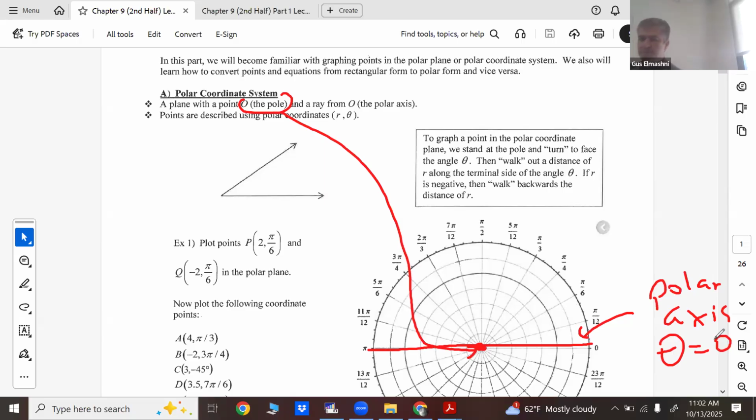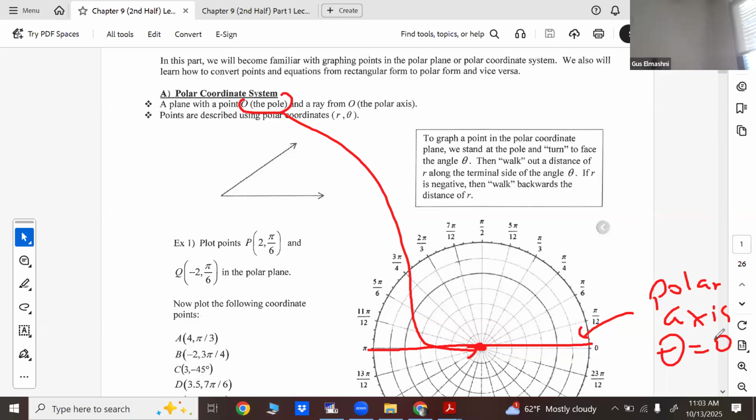So it's horizontal. To graph a point in the polar coordinate plane, we stand at the pole. Imagine you're a miniature version of yourself. So I shrunk you on the board. You're standing right here and you're facing this direction. Or if you took a little toy soldier, I should have brought one, my boys have toy soldiers everywhere. Put it here and you face towards 0. Okay, so that's how we start.